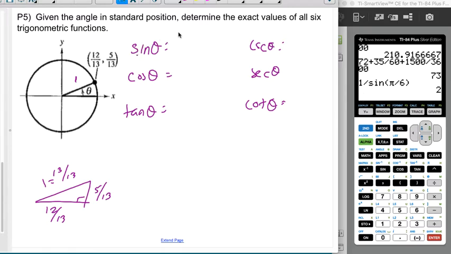All right, so the sine is the y value, 5/13. The cosine is the x value, 12/13. And the tangent is the y on top of the x, so 5/13 over 12/13, which is going to end up being a 5 over 12 when you flip the 12/13, right? So 5 over 12. The flipped versions then will be a 13/5, a 13/12, and a 12/5.